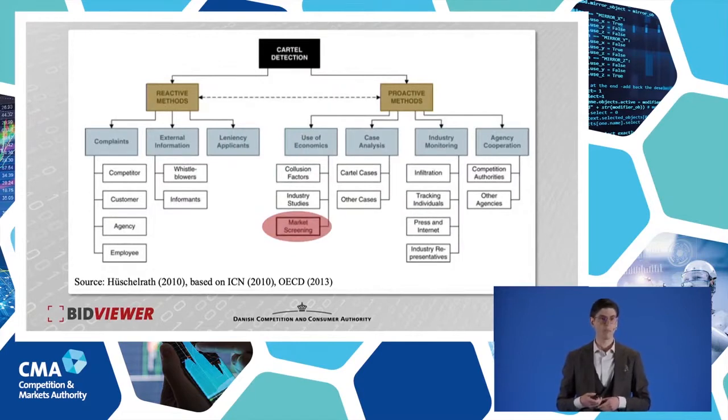There have been many ways of identifying collusion in public procurement. There's many others than the one I'm talking about. I'm just showing this slide to essentially show that we're looking at market screens, which is a proactive approach. We collect data, and then we screen different markets, which is a slightly different approach than just collecting whistleblowers, for example.